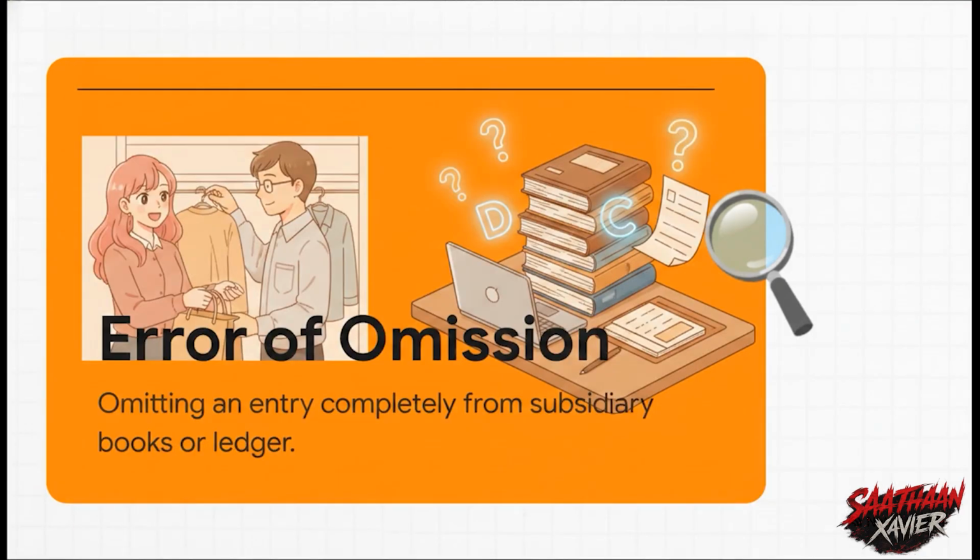Next up is the error of omission. This is the invisible suspect. It happens when a transaction is just completely forgotten. Imagine a customer returns goods to your store. You put them back on the shelf, but someone completely forgets to record the return in the books. Or maybe you make a sale and the paperwork literally falls behind a desk. Because there is neither a debit nor a credit recorded, your books are going to remain perfectly balanced, but they're going to be entirely incomplete.